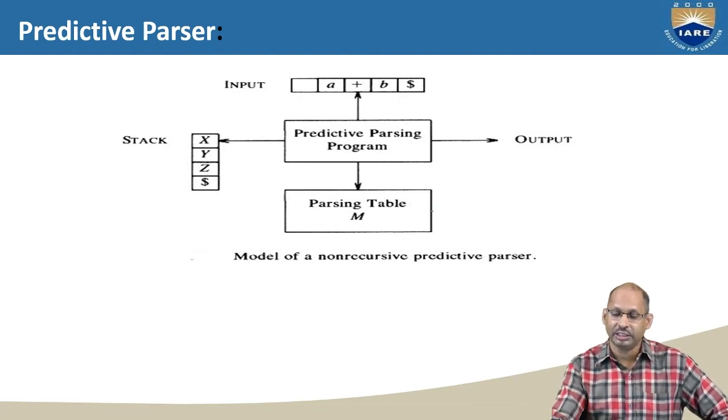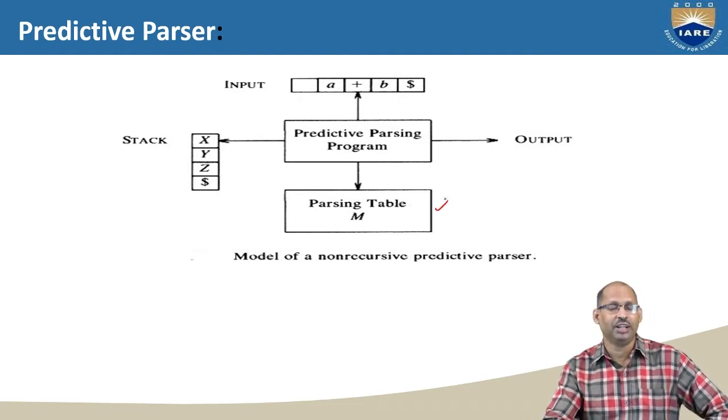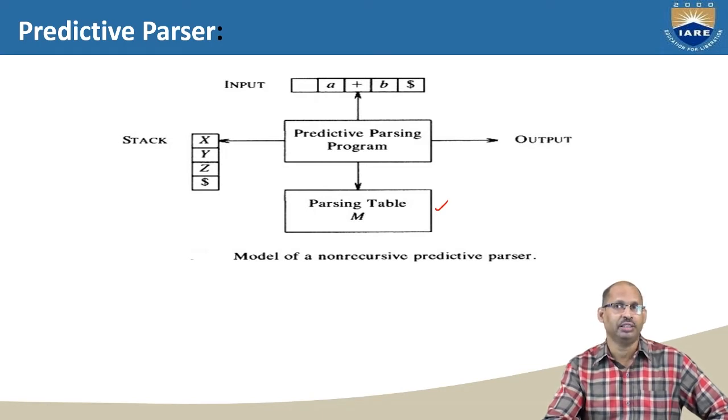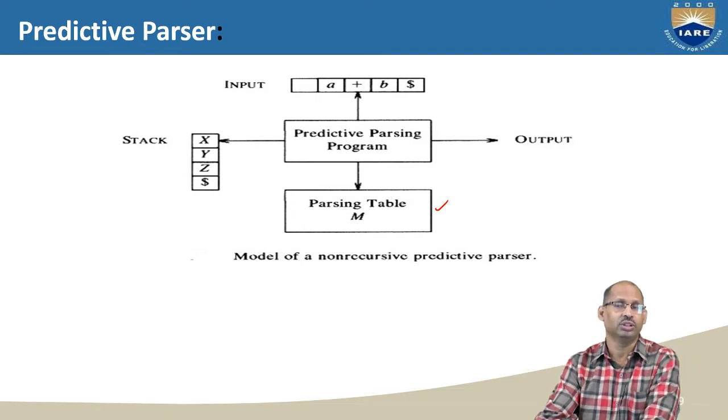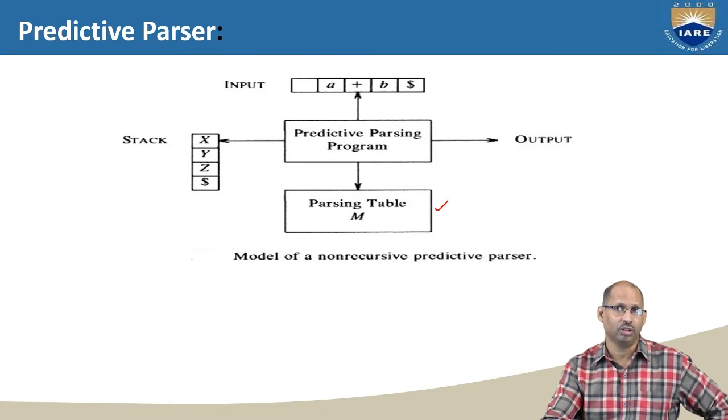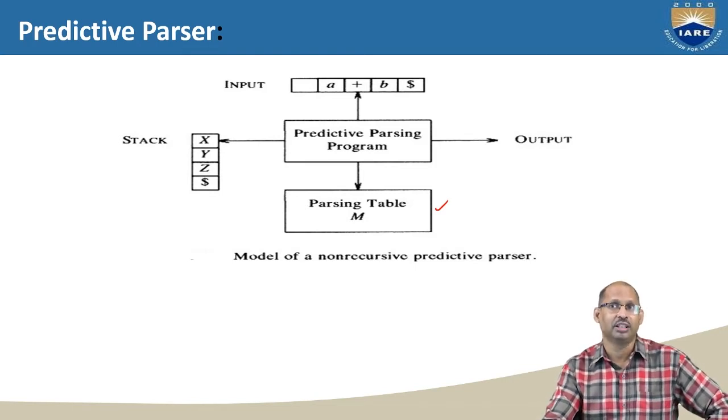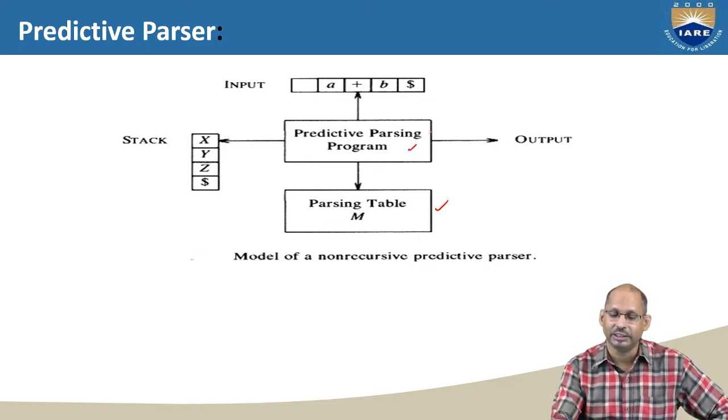Here, this is a parsing table. For each and every grammar, we construct a parsing table. It consists of rows and columns with terminals and non-terminals. The rows are represented with the non-terminals and columns are represented with the terminals, and we use the predictive parsing program.